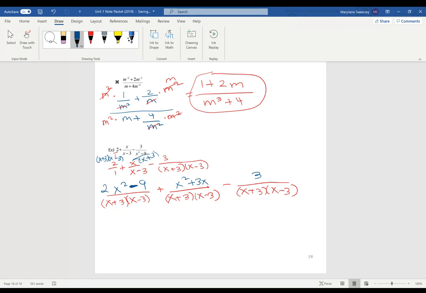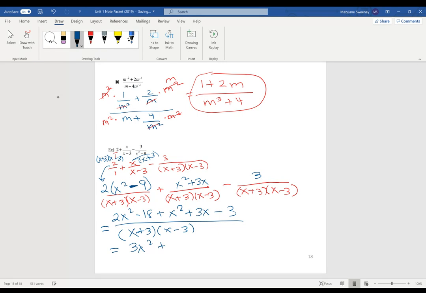Oh, I'm sorry, I forgot to multiply this by 2. So it's 2 times x squared minus 9, because this 2 right here, I forgot. Okay, so this is 2x squared minus 18 plus an x squared plus 3x minus 3 all over x plus 3, x minus 3, which is then 3x squared plus 3x minus 21 over x plus 3, x minus 3.